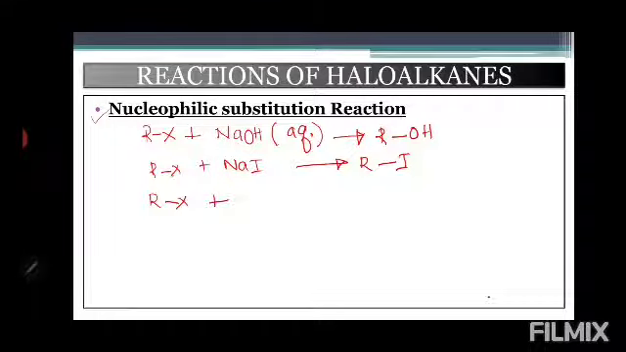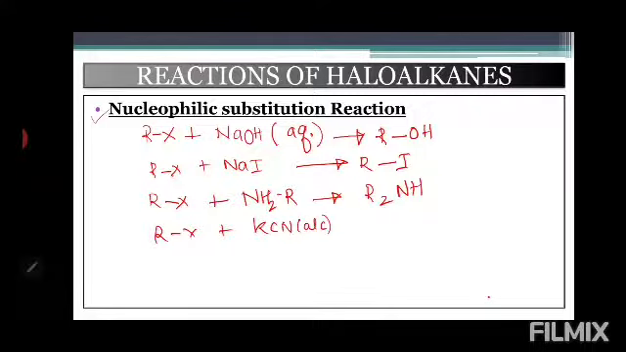When this is treated with ammonia, one of the hydrogens will get replaced by R. This is an uncontrolled reaction, so you will get R2NH, and finally you will get the quaternary ammonium salt. Now RX, when treated with alcoholic KCN, X will get replaced by CN, so you get RCN. These are important, and you will get reasoning type questions here also.